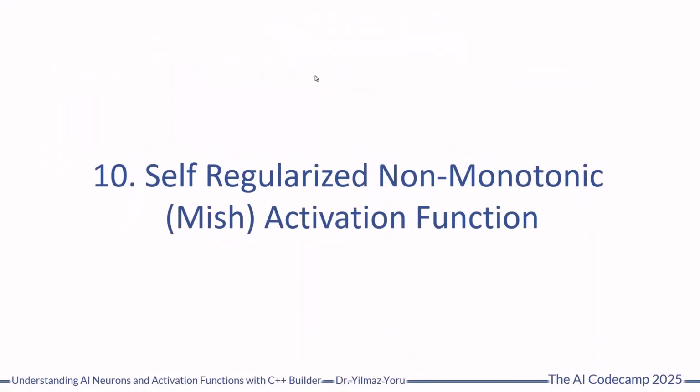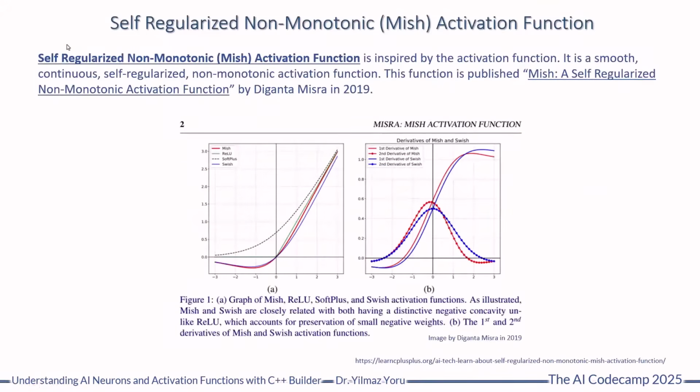And the other one is the self-regularized non-monotonic activation function. It is also called the MISH function. This function is very smooth and continuous and self-regularized, and it is also a non-monotonic activation function. It was published in 2019, so it's a very newly developed function. As you see, it is very effective in calculations and training, and the derivatives of MISH and SWISH functions are also compared here in the first and second order.